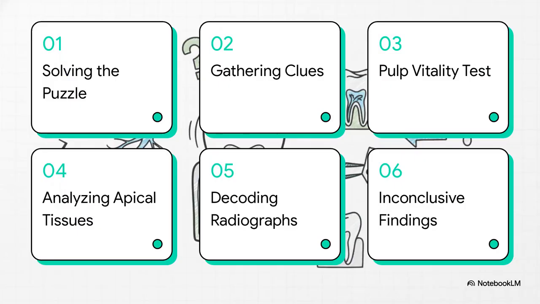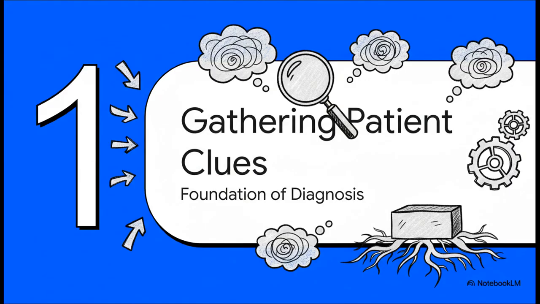So here's our roadmap for solving this puzzle. We're going to start by gathering clues from the patient. Then we'll get to the really critical part, the pulp vitality test. From there, we'll check out the surrounding tissues and decode our radiographs. And finally, and this is so important, we'll talk about what to do when the pieces just don't seem to fit.